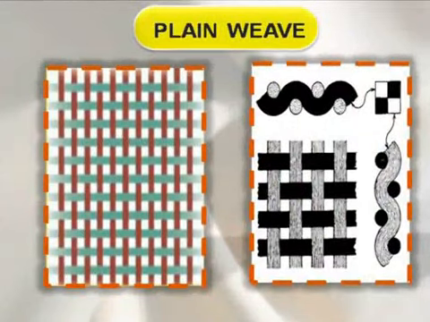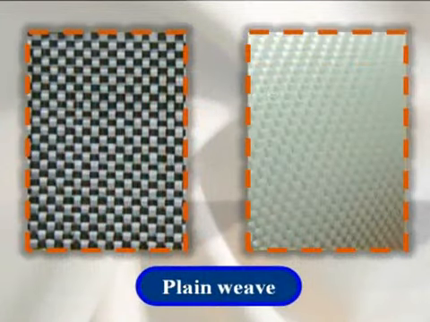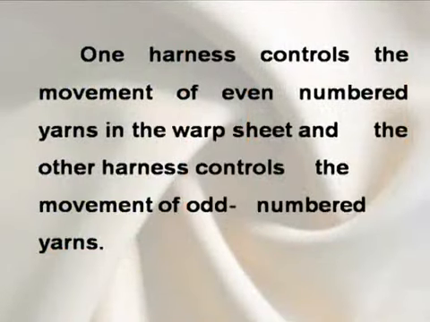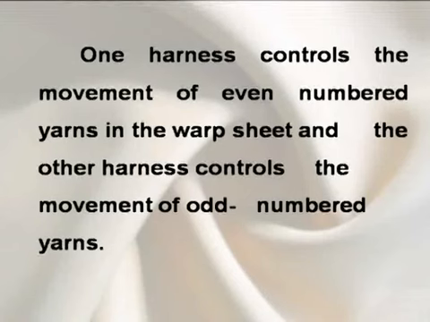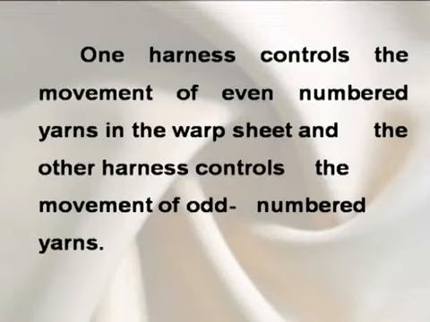Plain weave. Plain weave is the simplest form of interlacing and can be generated with only two harnesses. One harness controls the movement of even-numbered yarns in the warp sheet, and the other harness controls the movement of odd-numbered yarns.